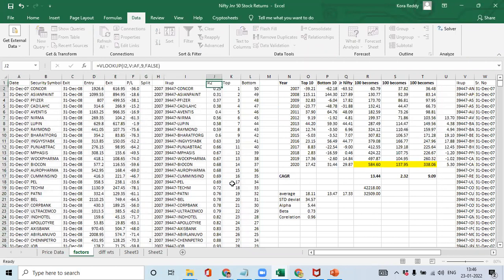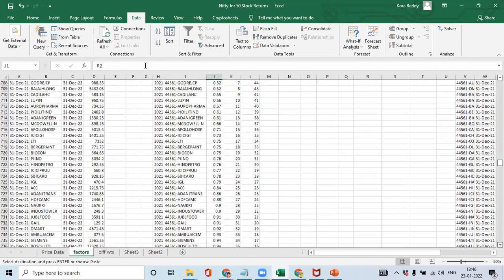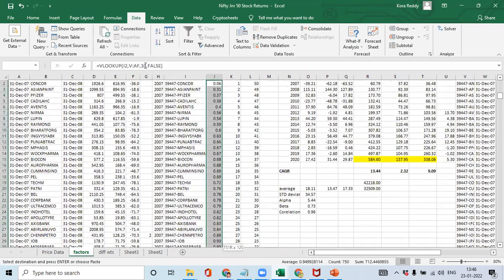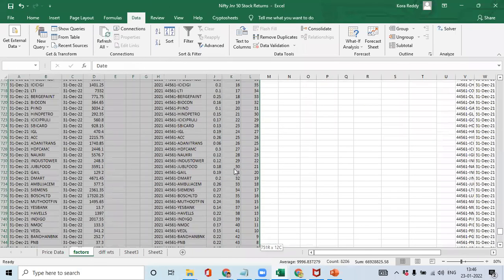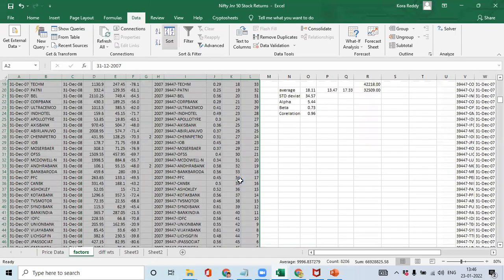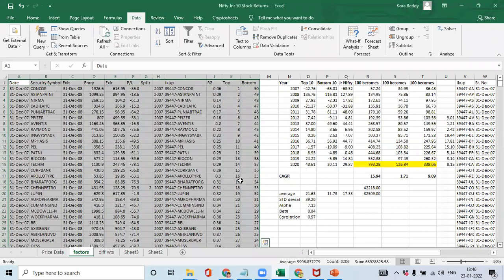Now R2. Sort. 793. Then volatility. Then 4. Those 4 factors. Copy them into different weights and fiddle.